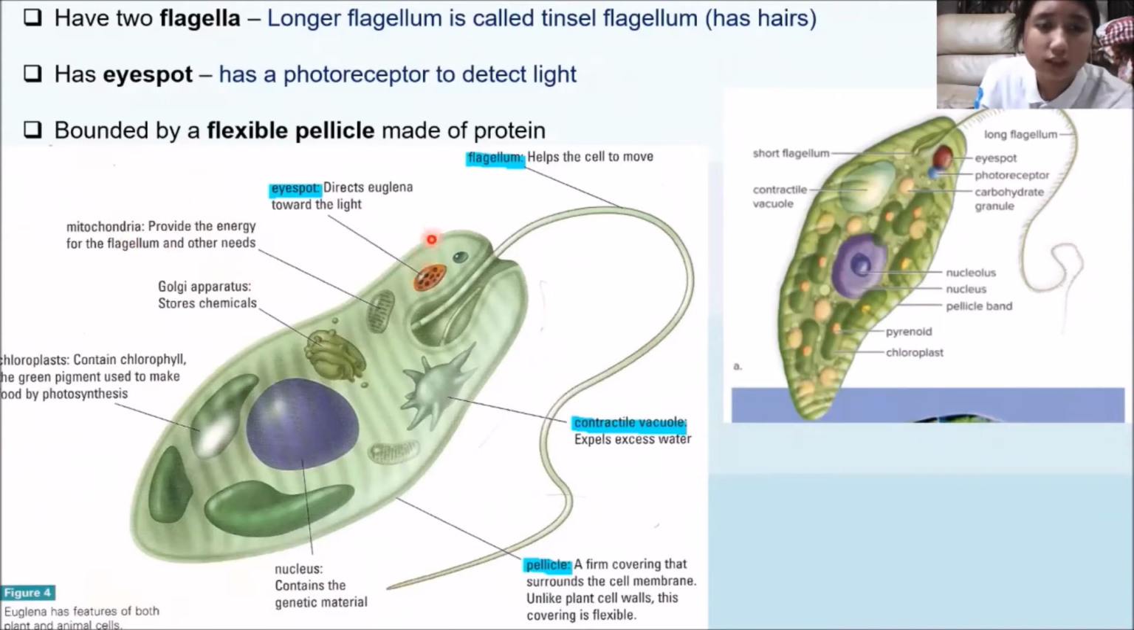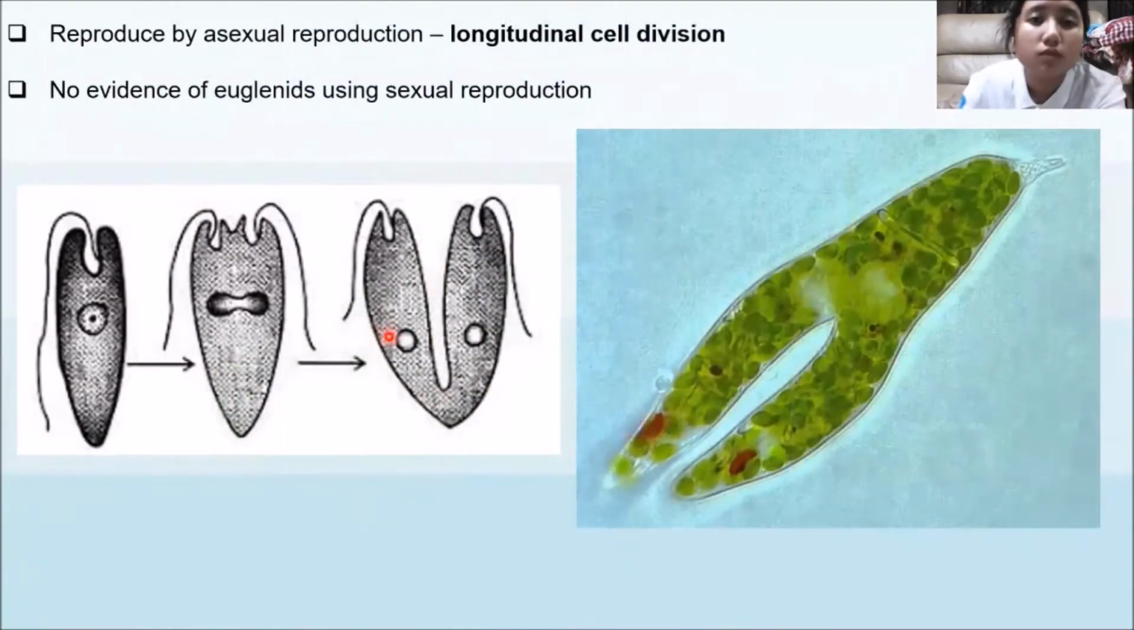Next, Euglenids are bounded by a flexible pellicle made of protein. So from this figure, you can see that there is a pellicle that surrounds the cell membrane of Euglenids. Euglenids reproduce by asexual reproduction called longitudinal cell division. It is called longitudinal cell division because they divide on the longitudinal axis. From this figure, you can see that they divide on this axis.